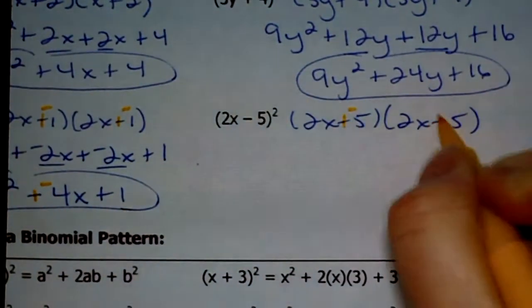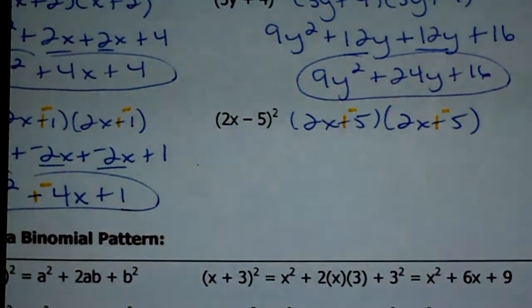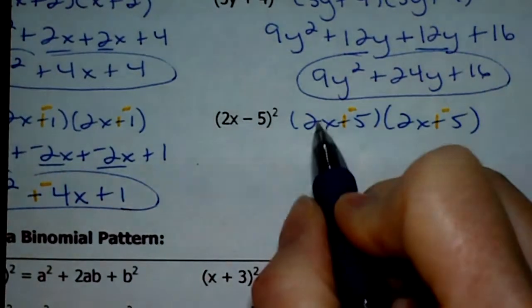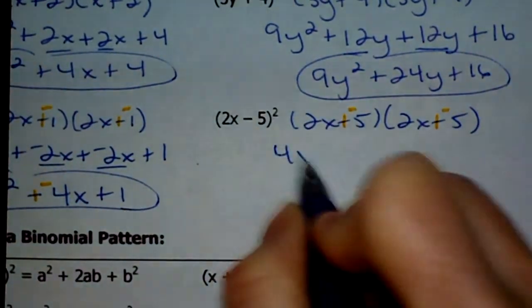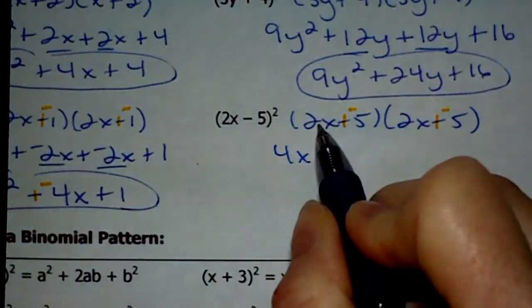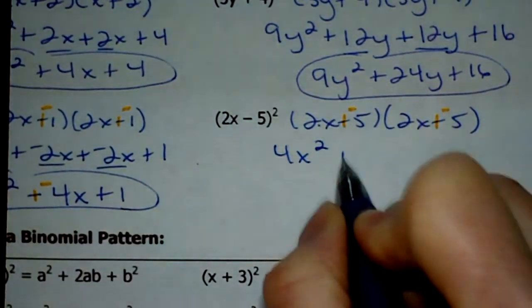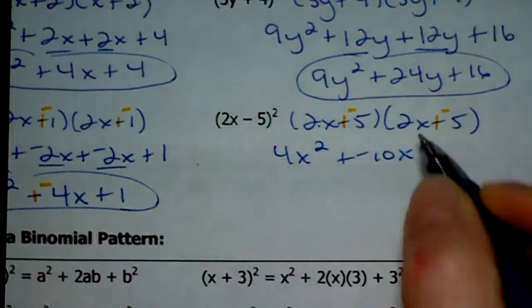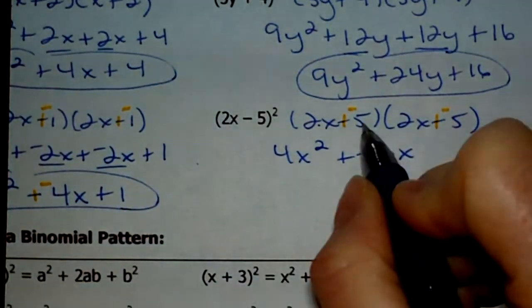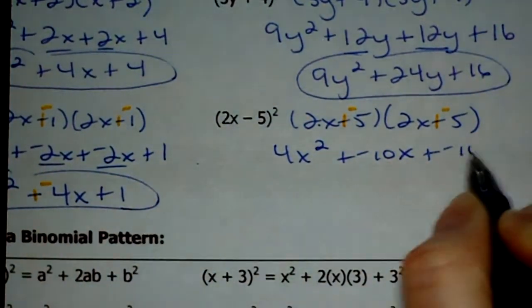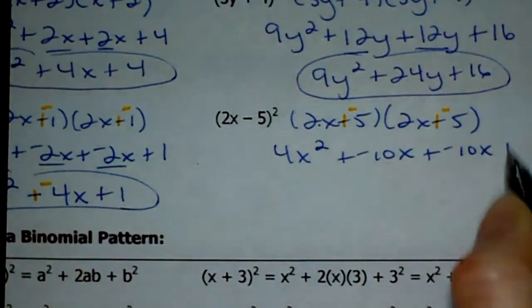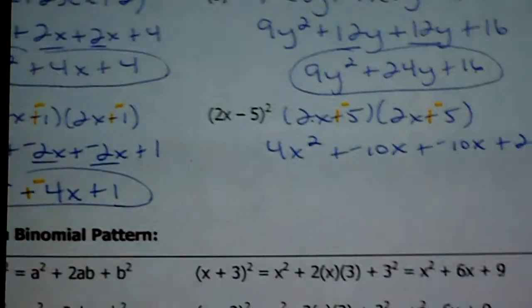I will go ahead and keep change. If you're not a keep change changer, it's okay. Use your subtraction sign. It's fine. 2x times 2x, that's 4x squared. Outside, 2x times negative 5, that's negative 10x. And then we have negative 5 times 2x, that's negative 10x again. And a negative 5 times a negative 5 is a positive 25.